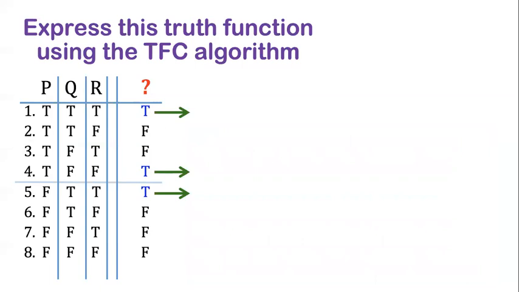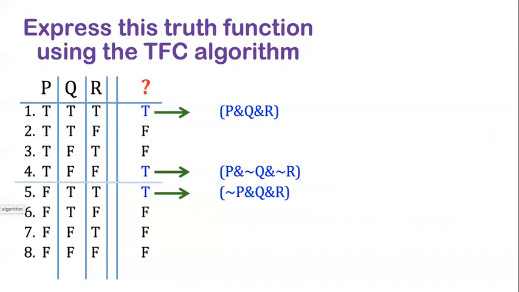And for each one of those T's, here's step 2, we form a conjunction. And how do you know what to put in the conjunction? Just look over here at the reference columns. If this atomic sentence is true, you put it in. If the atomic sentence is false, like Q on row 4, you put the negation in. And here's my conjunctions for those 3. Now, the last step of the TFC algorithm says, let's just disjoin all of those conjunctions. Let's put a disjunction between each of them.